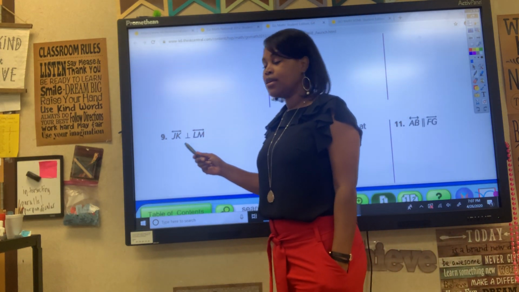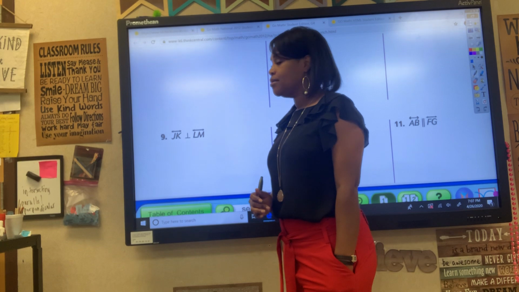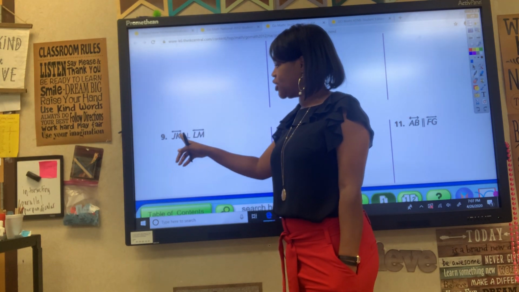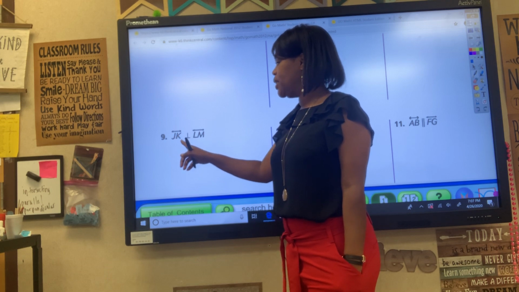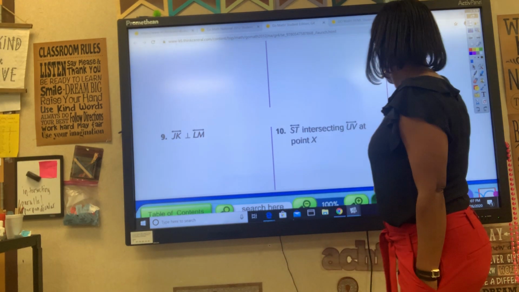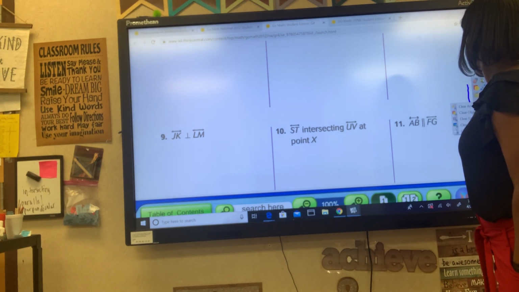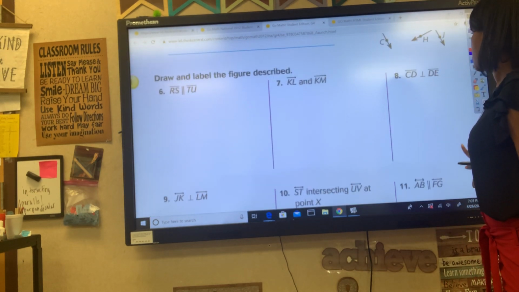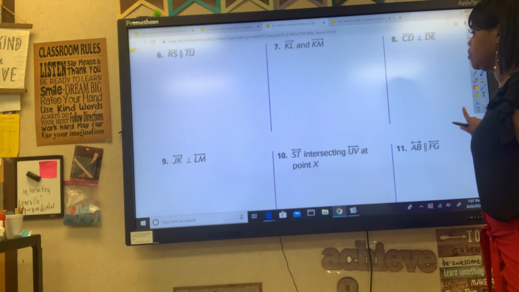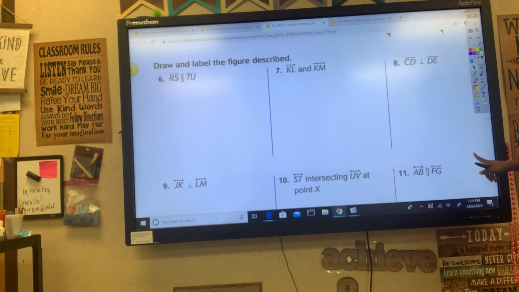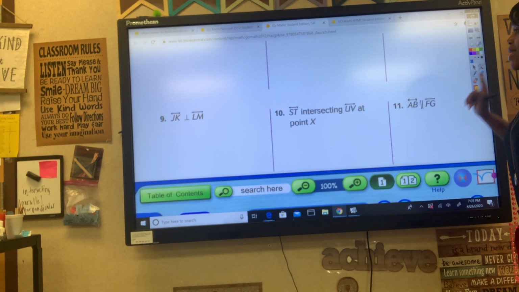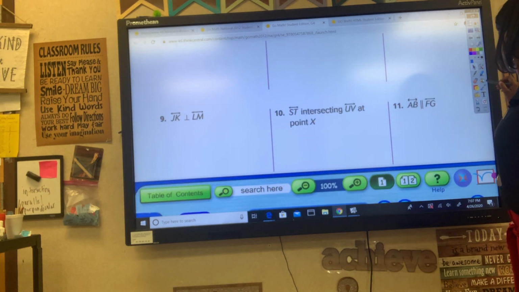Number 9. So above JK, is that a ray or line? Line. Good. So we have line JK. That symbol is perpendicular. Line JK is perpendicular to line LM. And let's see how that is different from number 8, where they had segments. So we did not have the continuous lines because it's perpendicular to, but those are segments. On number 9, it's a bit different.